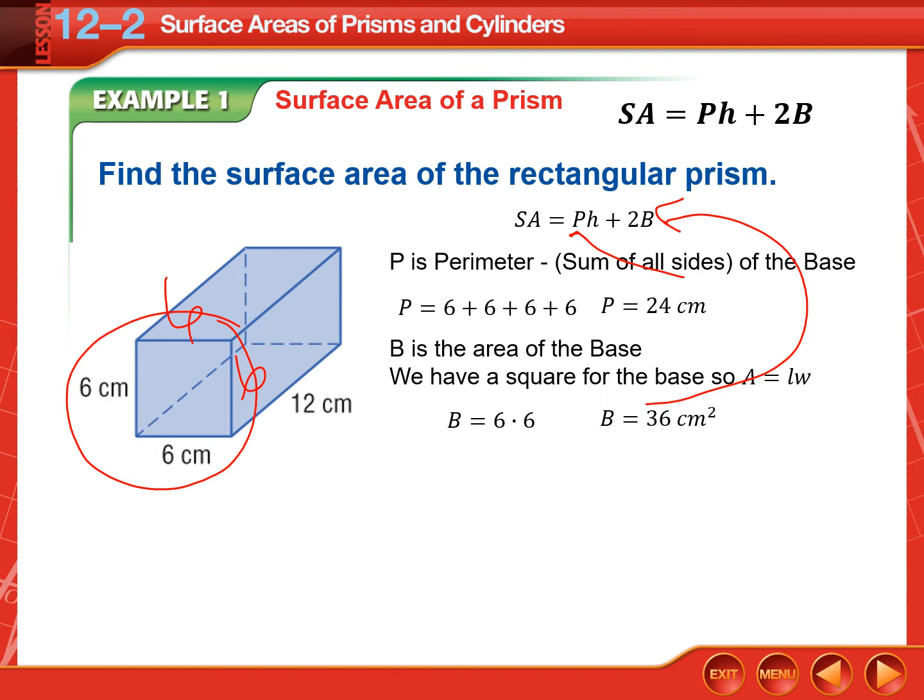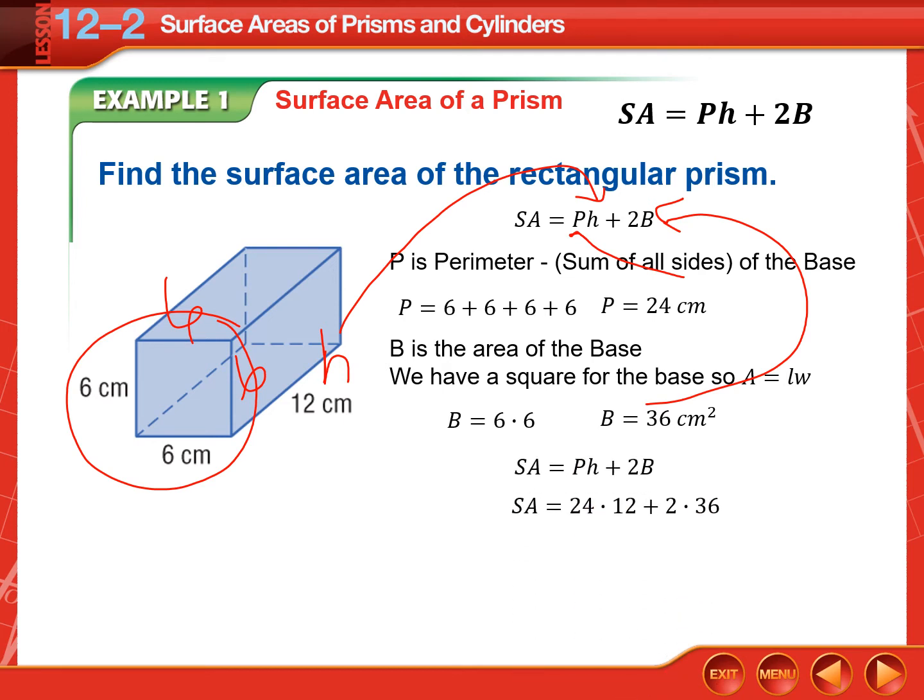Now I almost have everything except for that H. I need the height. What's the one number we have not used yet? That's right, the 12. If I stand the prism up on top of the base that I chose, that would be the height of my prism, which is 12. Now we have every number that we can plug into our formula.